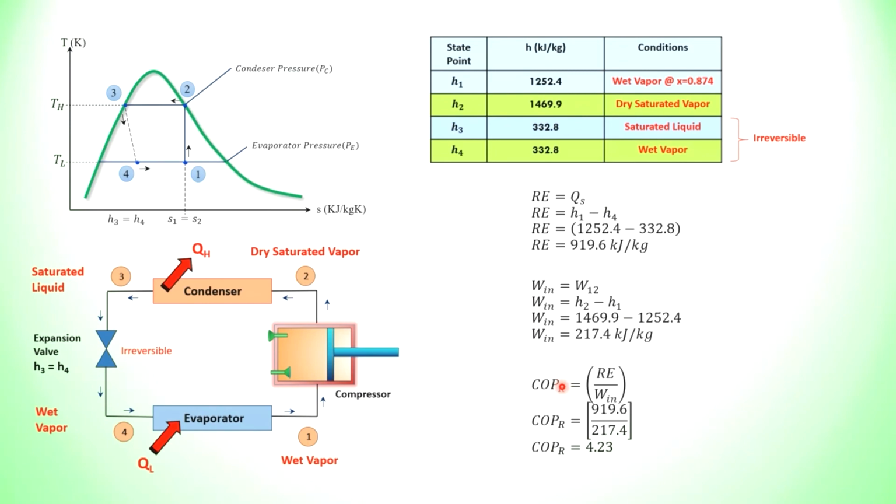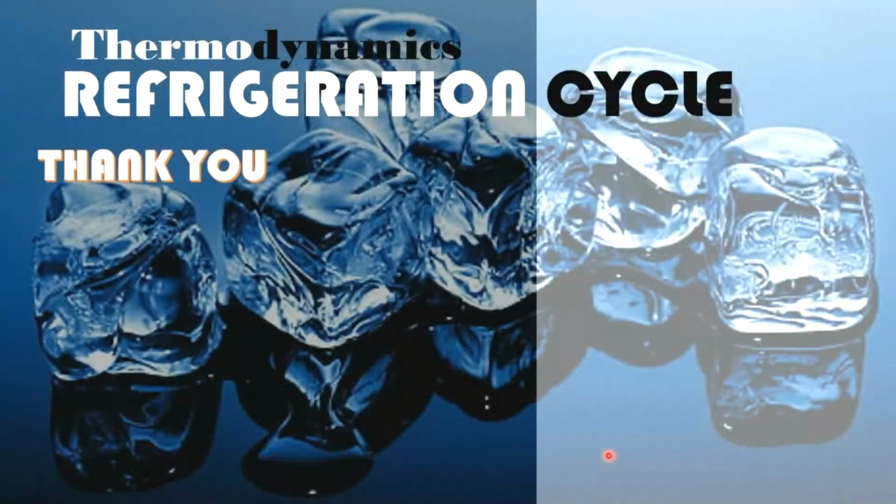So we don't have to find heat rejection. Heat rejection is needed if, for example, we want to find heat pump. Let's say we are looking for heat pump, then you include heat rejection. Otherwise, for refrigeration, no need to refer to heat rejection, unless otherwise stated in the question. COP for refrigeration is RE over work in. So you got the COP is 4.23. Okay, that's for the second part.